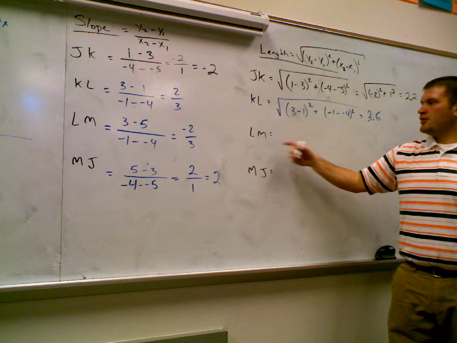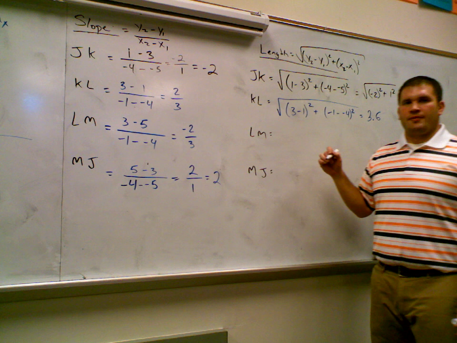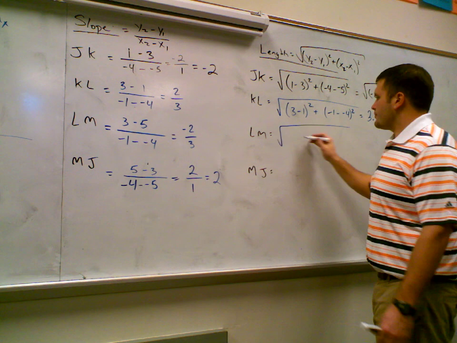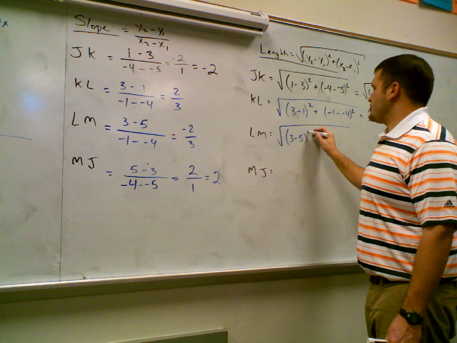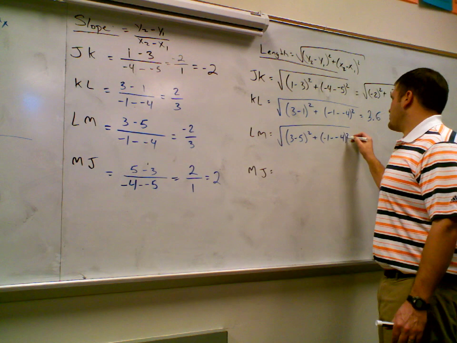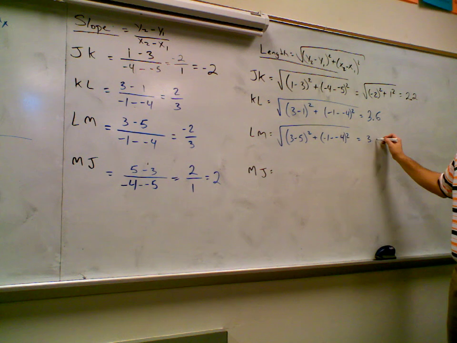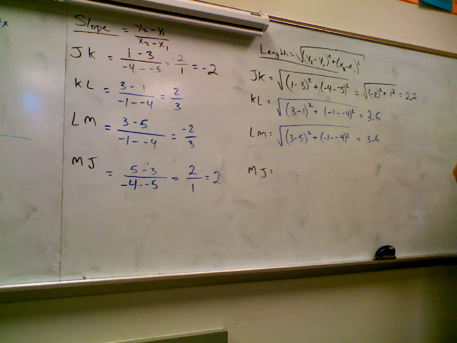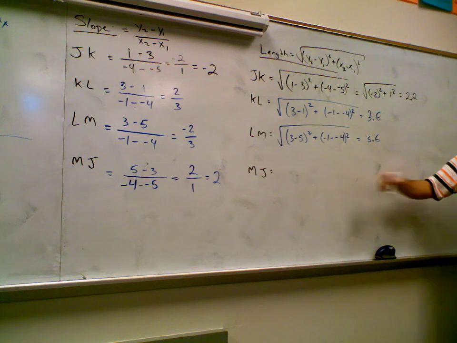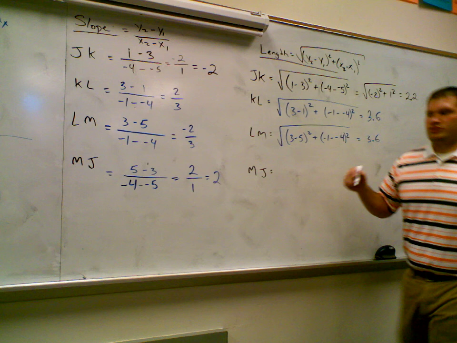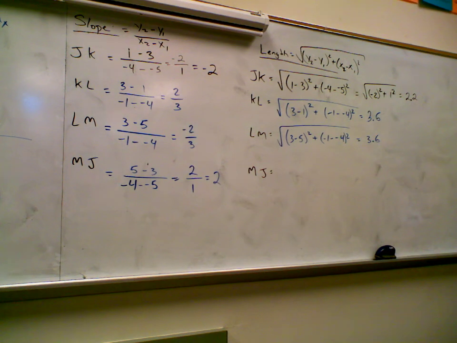I got 3 minus 5 squared plus negative 1 minus negative 4 squared. Okay. And then I got 3.6. You guys agree? Andre, agree? Melissa, Rebecca? Right. MJ. Whitney, what'd you get? Yep.